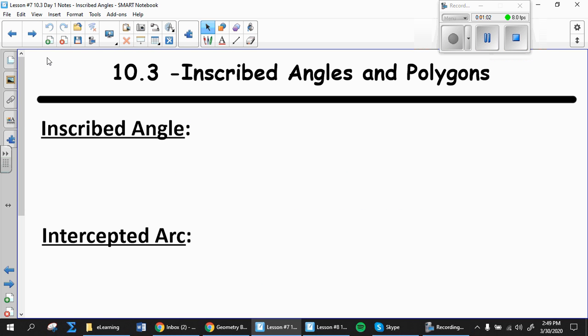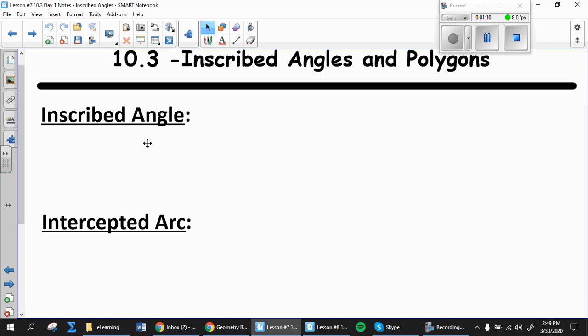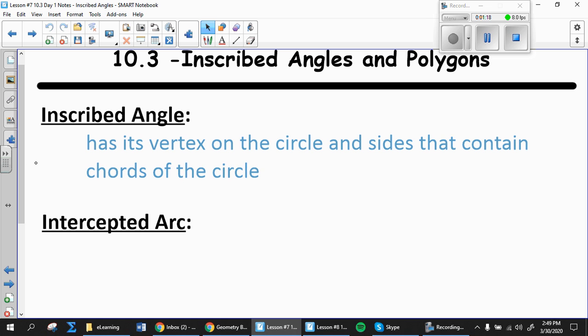Okay, so like I said, today we are going to start looking at inscribed angles and then this thing called an intercepted arc. Okay, so first of all, an inscribed angle, when you think about inscribed, we're talking about being inside of something. So it's an angle inside of a circle. So the way we define this is it's an angle that has its vertex on the circle. So remember a vertex. If we have this angle here, the vertex is this point here.